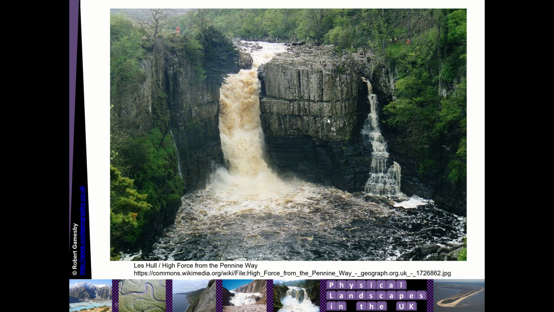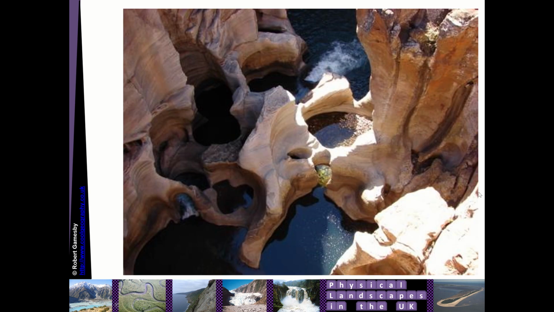The limestone's weaker than the Sill, so the limestone erodes into this huge plunge pool and gets undercut and eventually collapses and moves back upstream along the River Tees. Here you can see on both sides that steep-sided gorge that's created by that river retreating back upstream.